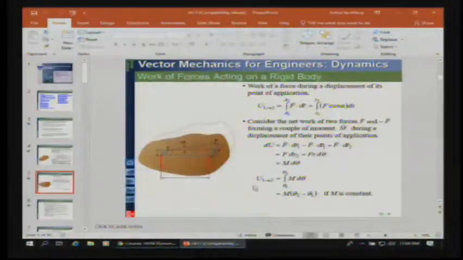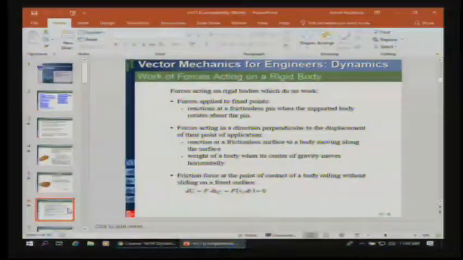If you look at the dimensions on this, work is in units of foot-pounds or Newton meters. A moment is also in units of foot-pounds or Newton meters. So we need that theta to be dimensionless, meaning that we need to work with it in radians. If you work with it in degrees, you have to convert it to radians in order to keep your dimensions or units consistent.